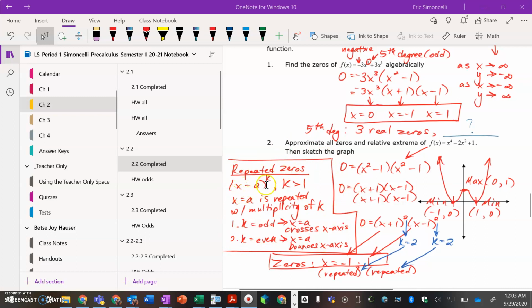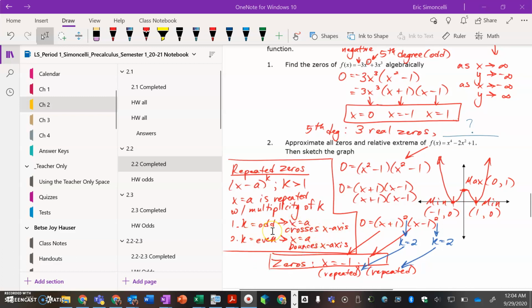When x minus a to the k is what you have in your final setup as an answer, that is, k is greater than 1. So if k is 2, 3, and so on, x equals a is a repeated root with a multiplicity of k, we say. So here we've got 2 and here also 2. So that is k equals an even value. So we say that x equals a is a bounce at the x-axis. So negative 1 and 1 are bounce points. It has a multiplicity of 2 at the bounce points.